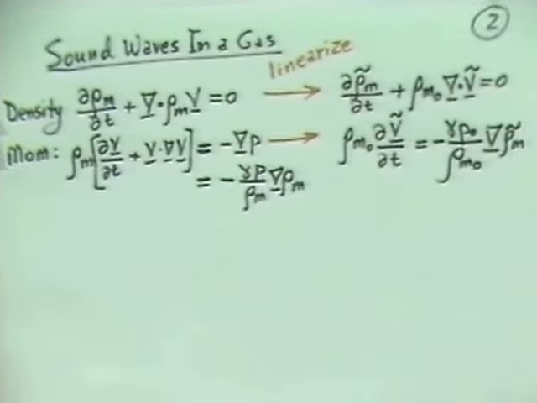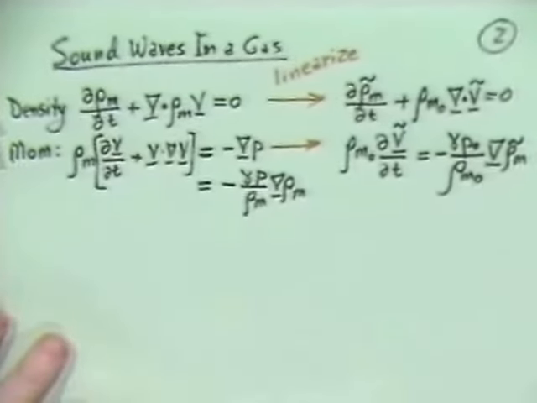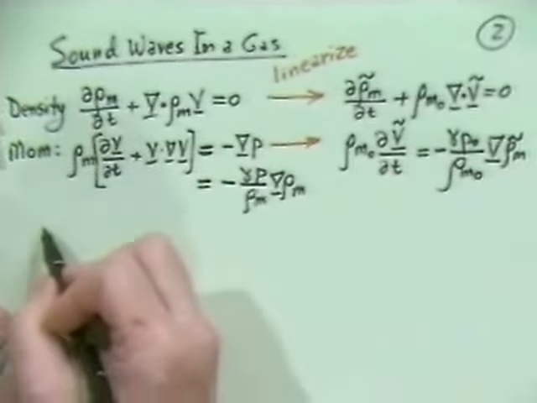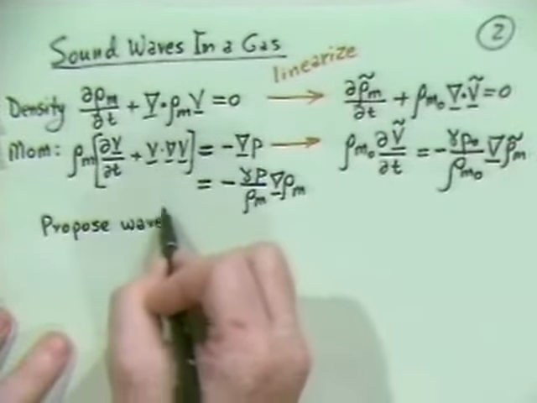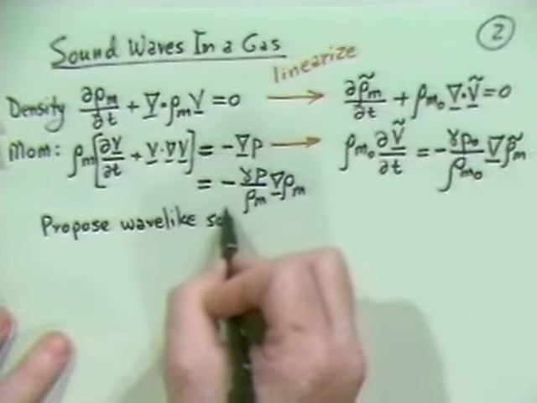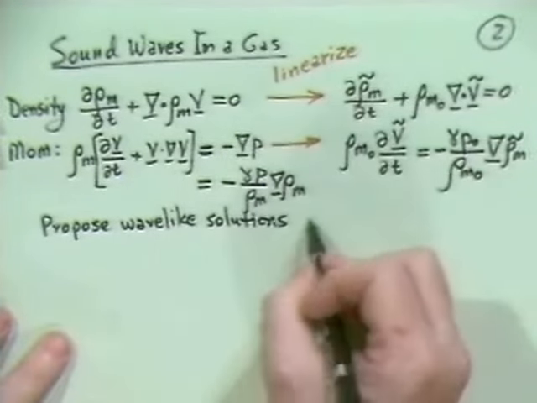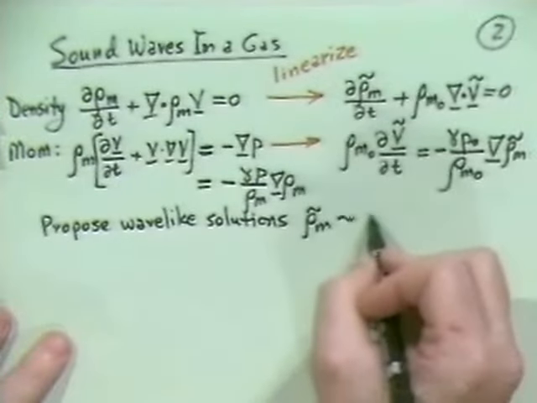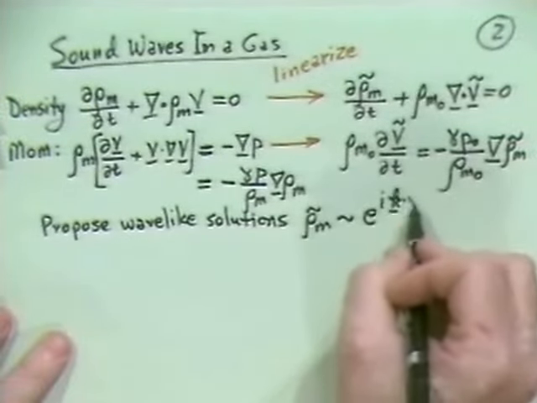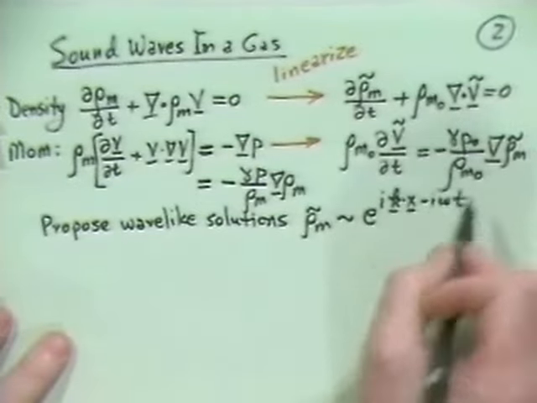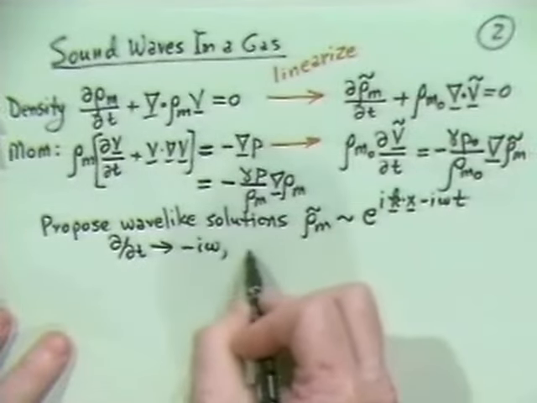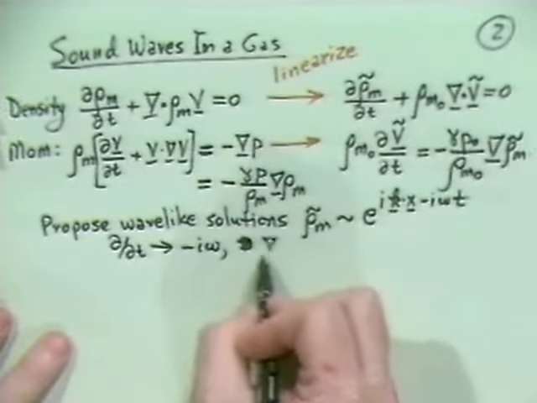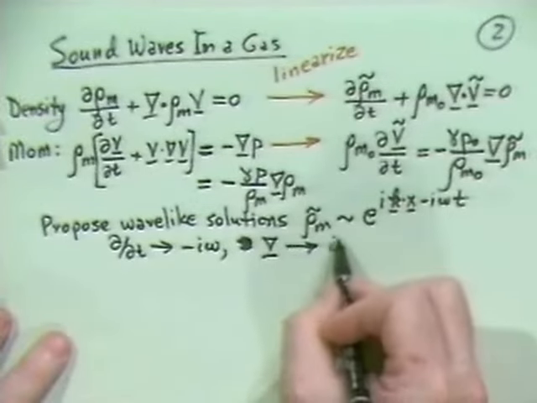And then what's our next step in this process of trying to derive waves? Well, we propose wave-like solutions, right? So the mass density goes proportional to e to the i k dot x minus i omega t. And anytime we have a partial with respect to t, we convert that to a minus i omega. And a del, we convert to an i k vector.